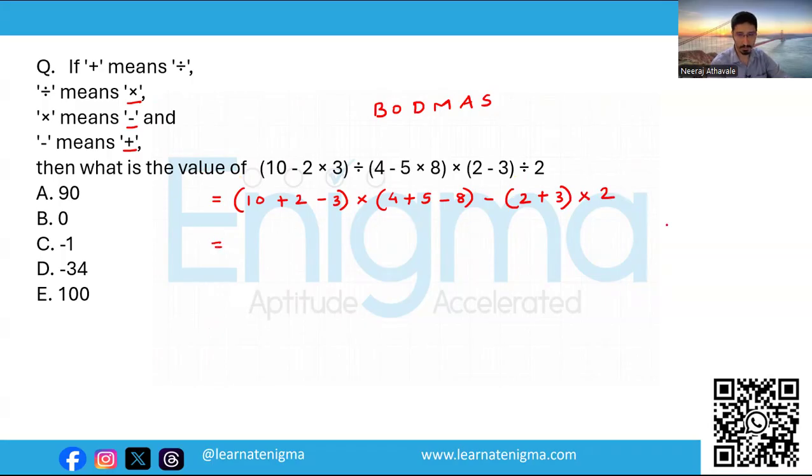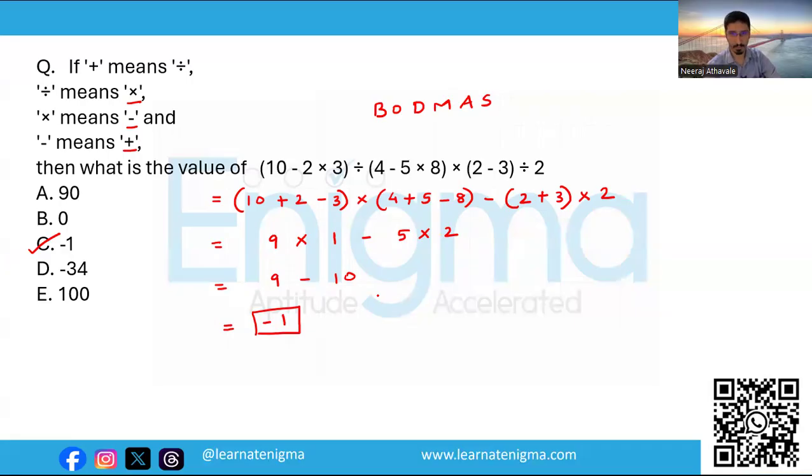So now let's simplify the brackets first. 10 plus 2 is 12. 12 minus 3 is 9 multiplied by 4 plus 5 is 9. 9 minus 8 is 1 minus 2 plus 3 is 5 into 2. So we have 9 ones are 9 minus 5 twos are 10. So 9 minus 10, we have the answer as minus 1. So answer is option C.